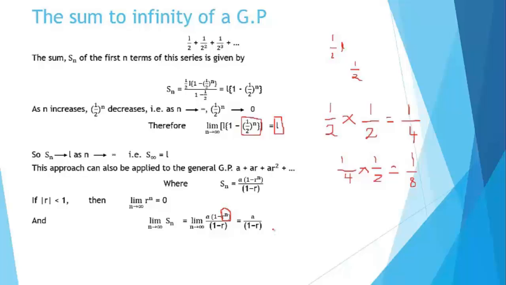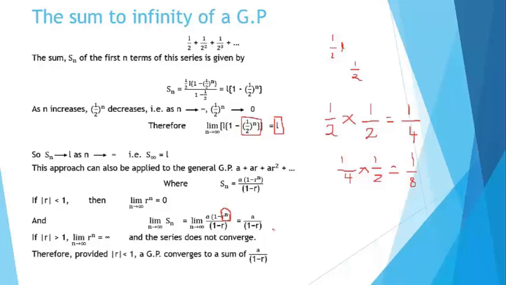The next condition is when the modulus of r is greater than 1. The limit of r to the power n where n tends to infinity equals infinity. As the sum value equals infinity, this series does not converge. Therefore, provided that mod of r is less than 1, a geometric progression converges to a sum of a over 1 take away r. That is, for a geometric progression, S infinity equals a over 1 take away r if and only if mod of r is less than 1.